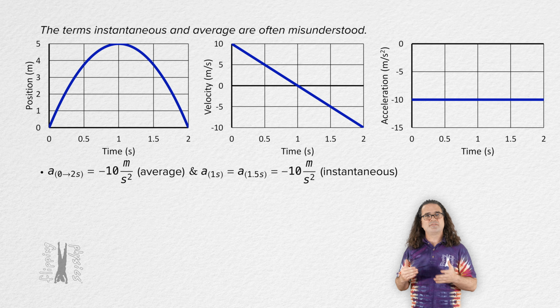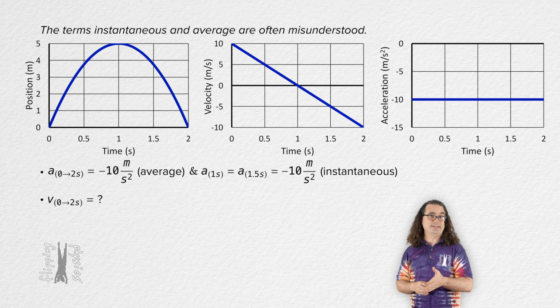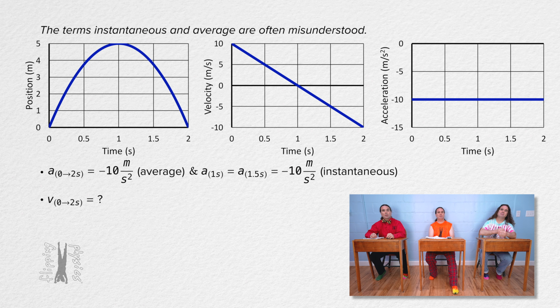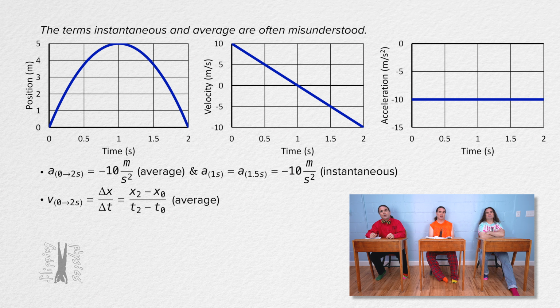Bobby, what is the velocity of the object from 0 to 2 seconds? Well, the velocity from 0 to 2 seconds is over a time period, so that is average velocity. And average velocity equals change in position over change in time. So from 0 to 2 seconds, that equals the position at 2 seconds minus the position at 0 seconds, all over the time at 2 seconds minus the time at 0 seconds. And from the position versus time graph, you get 0 meters minus 0 meters all over 2 seconds minus 0 seconds. And that equals 0 meters over 2 seconds, or 0.